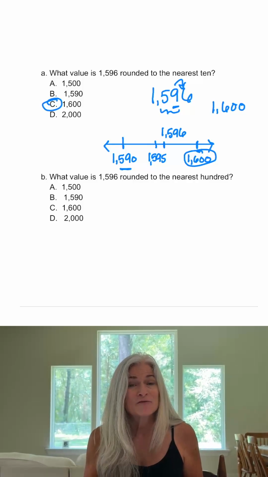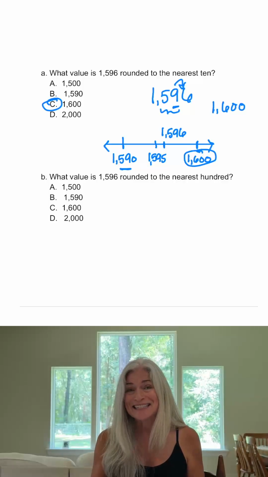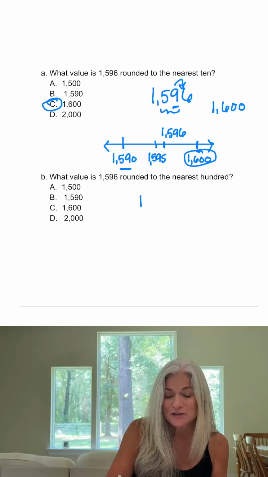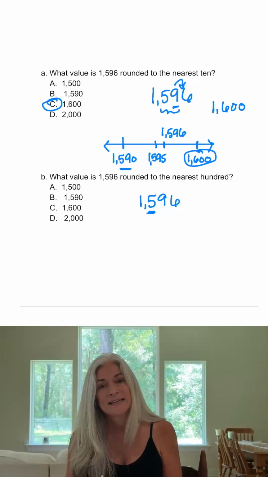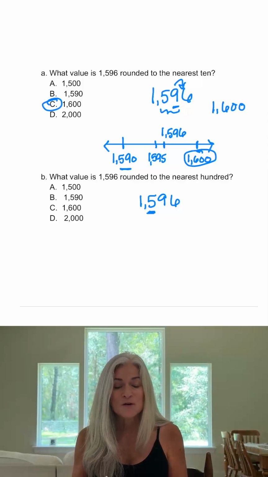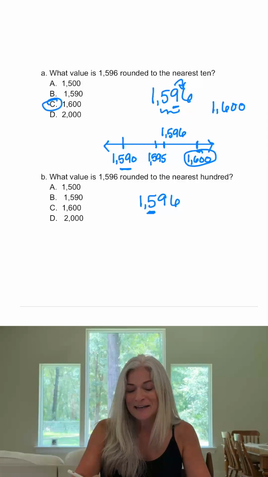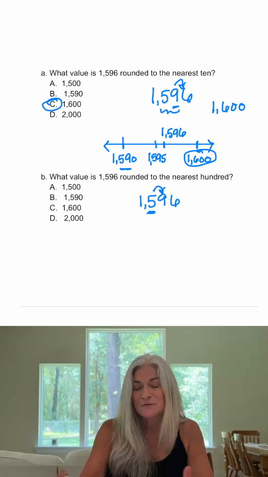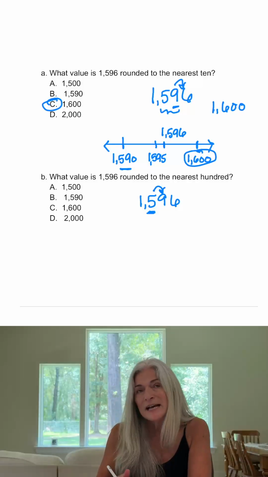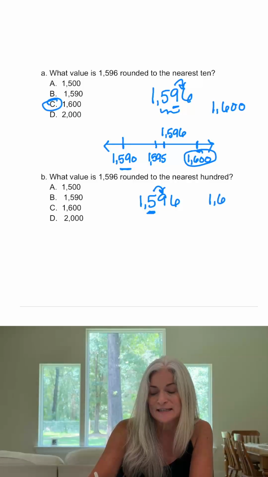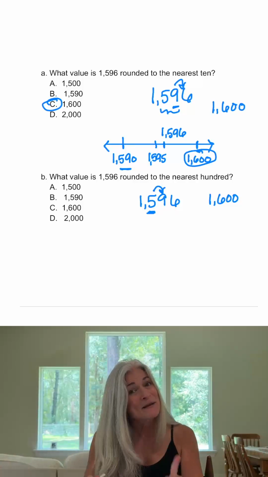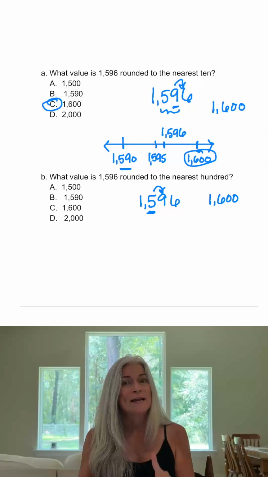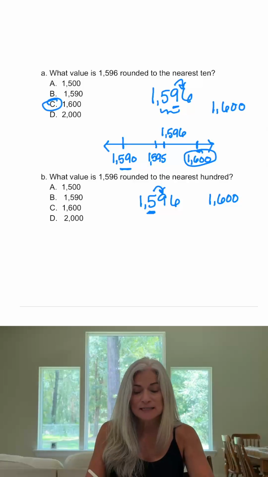Okay, let's look at this next one. Now, what is the value of 1,596 rounded to the nearest hundred? Well, 1,596. Now the 5 is in the hundreds place. That's the number that we're going to be rounding. So again, if you look at the neighbor to the right, you say, oh, that means I round up to 1,600 because the neighbor to the right is 5 or more. Remember, you can also think about which hundred it is closest to.